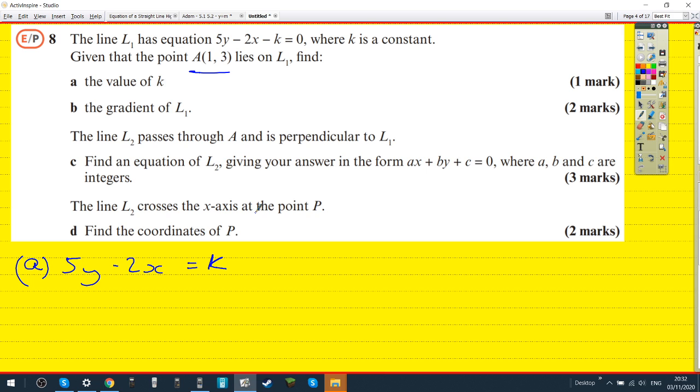So 5, -2 stays as -2. It should be 15 minus 2, which gives you 13. So k is 13. Very good.